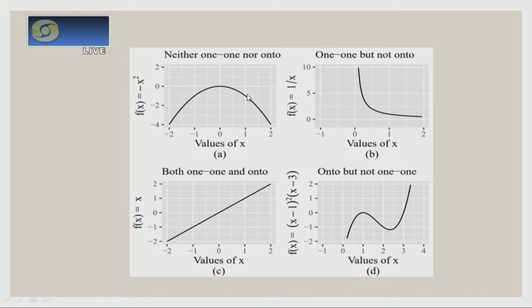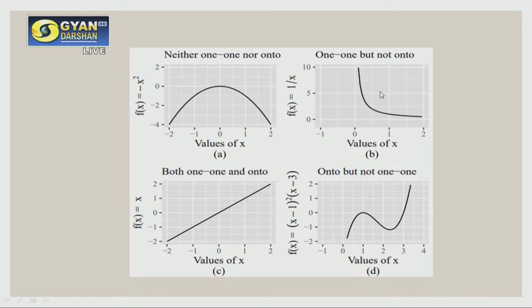Onto function says that each mother should have at least one daughter, and mothers are sitting on the y-axis. Suppose this is a mother, and if I draw a horizontal line from here, see, this horizontal line does not intersect the graph at any point. It means this mother does not have any daughter. So this is not an onto function. If you can find a horizontal line which does not intersect the graph at all, it means it is not an onto function. This is not onto, and it is also not one-one function.